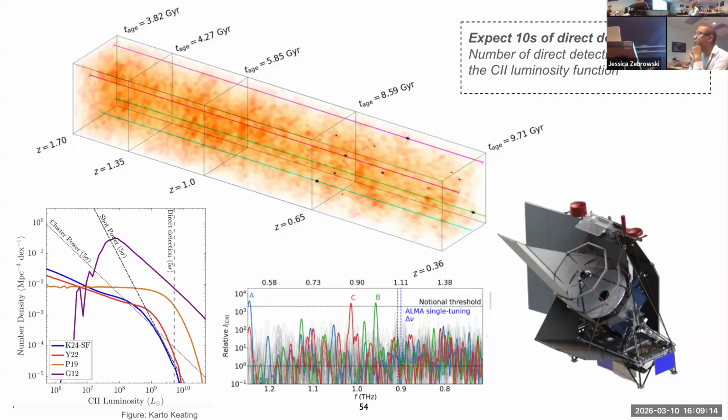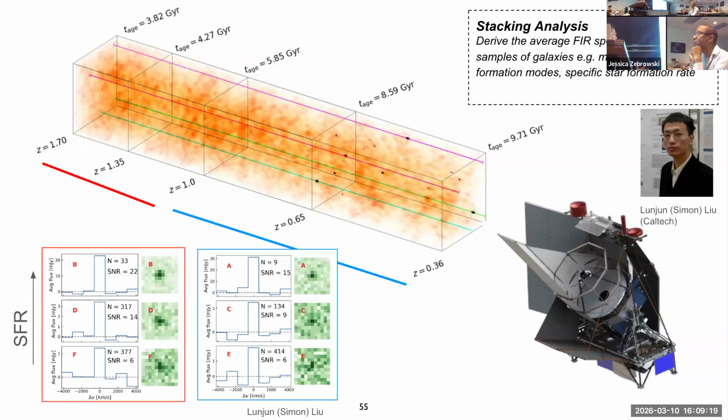But of course, you can do more clever things than just asking how many blobs do we see. One of the first ones you can do is a stacking analysis. If you have a galaxy catalog, you can say, I know where these galaxies are, and stack on those locations. You can divide your data cube up into different big redshift bins. You can stack them by star formation rate, and you can derive the average far-infrared spectral properties of samples of galaxies. So for example, their metallicity, their star formation rates, their specific star formation rate, and start to understand this evolution by looking at the universe in [CII].